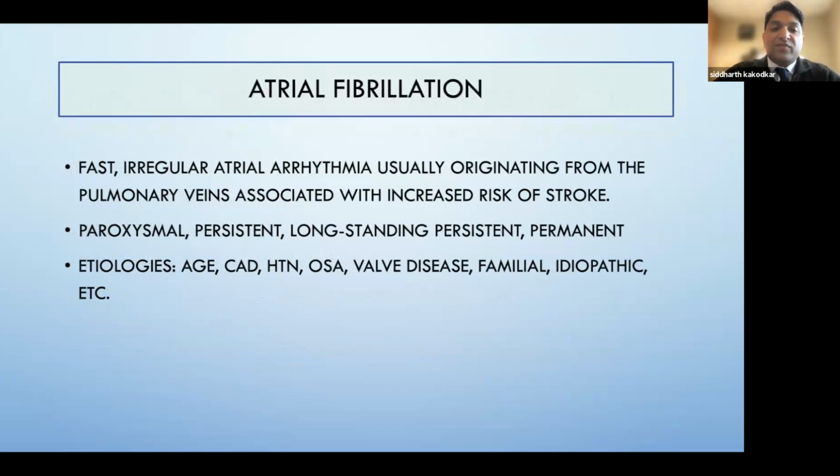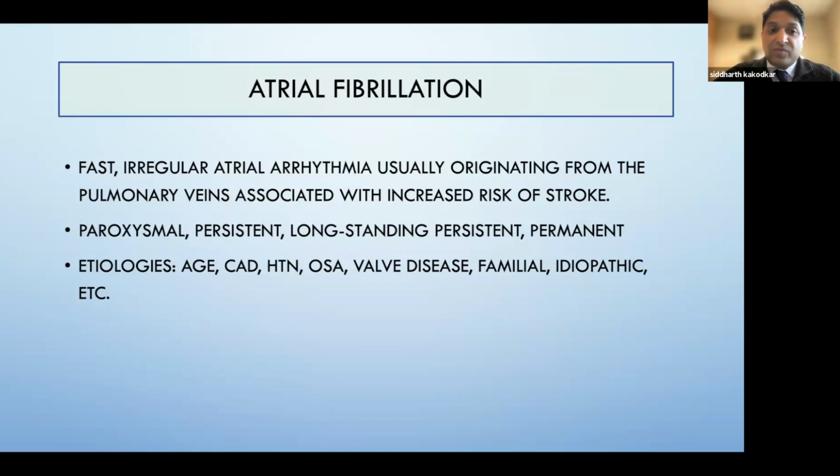So atrial fibrillation is a fast, irregular atrial arrhythmia, usually coming from what are called the pulmonary veins, and it's associated with an increased risk of stroke. There's different types of AFib depending on how often the patient is in it. Paroxysmal is the earliest onset of AFib. It means it comes and goes, and each episode usually doesn't last more than 7 days.